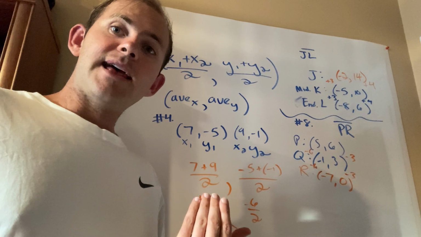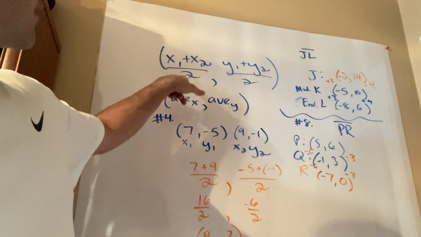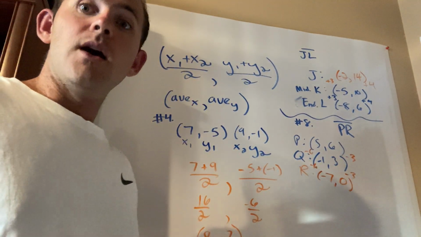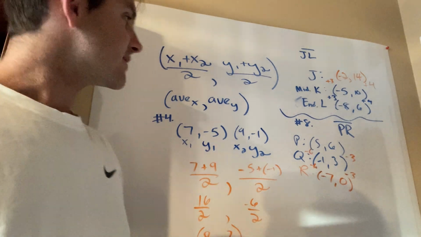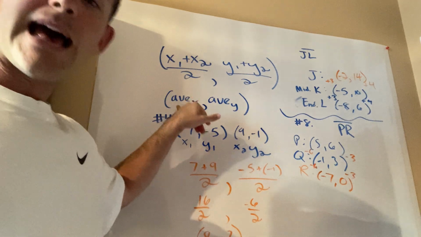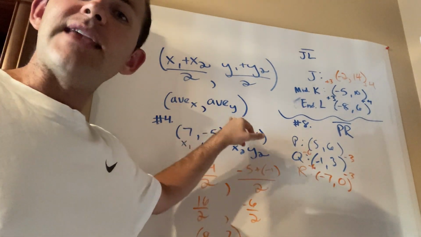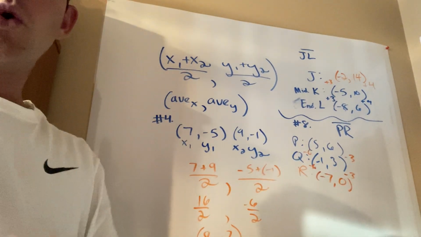If we're going to think about it algebraically, we have a formula that we can use to calculate the midpoint. Or if we want to think about it in terms of something we learned before, like statistics, we can also think of the midpoint as the average of the x-coordinates and the average of the y-coordinates.